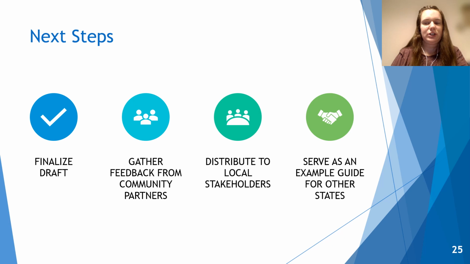The next steps for this document include finalizing the draft, and then we will distribute it to our community partners in order to gather feedback from them, and then it will be distributed to local stakeholders. And although it's focused on the Black Belt region, it will serve as an example guide for other states throughout the country. This resource guide is the first of its kind, so it's going to be really important for addressing the wastewater challenges throughout the country.